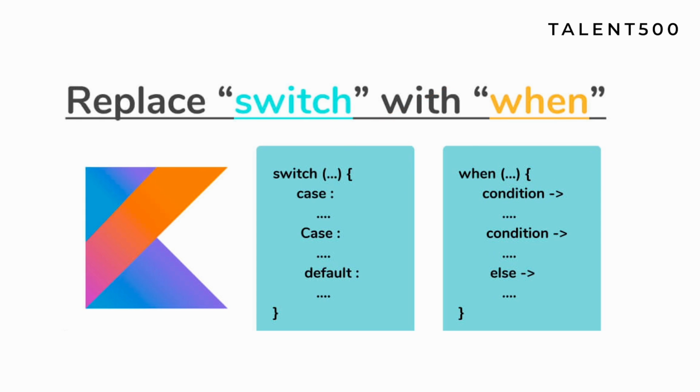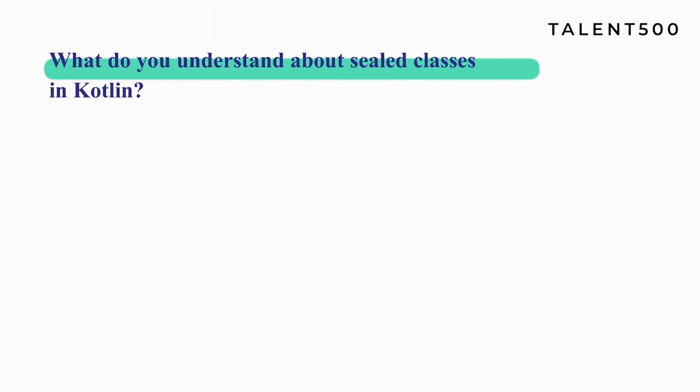Perfect. Awesome. So now let's move ahead and proceed to the next question. So this is our next question. What do you understand about sealed classes in Kotlin? Kotlin introduces a crucial new form of class that is not seen in Java. I mean, you won't see the concept of sealed classes in Java. These are referred to as sealed classes, and as the name implies, they are constrained or bounded class hierarchies.